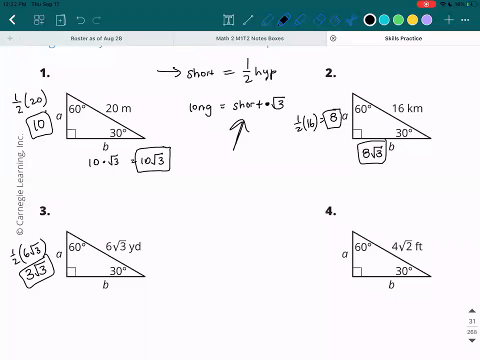Next one, let's do our long leg. Long leg is equal to short leg times radical 3. So short leg is 3 radical 3 times radical 3. If you have 2 radicals that are the same number multiplied together, well, this will just give us, here, let me write it out. 3 radical 3 times 3, which is 3 radical 9. And what is the square root of 9?